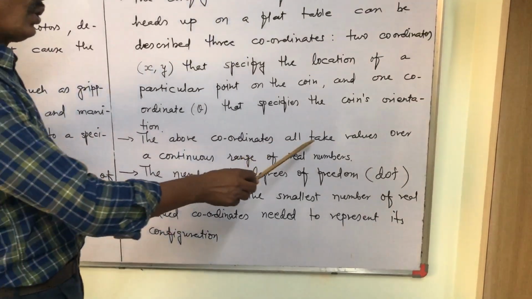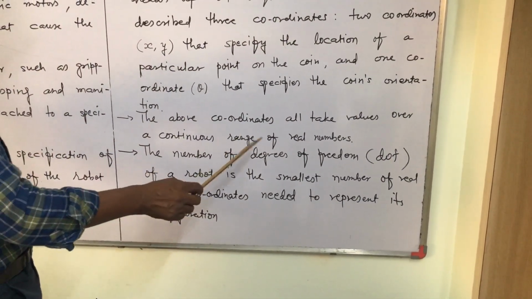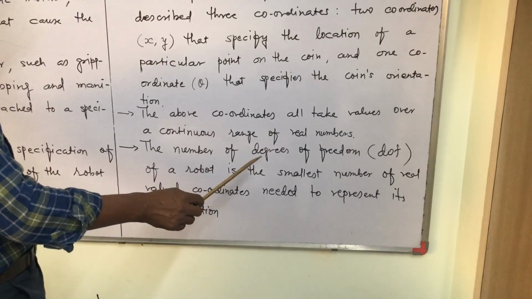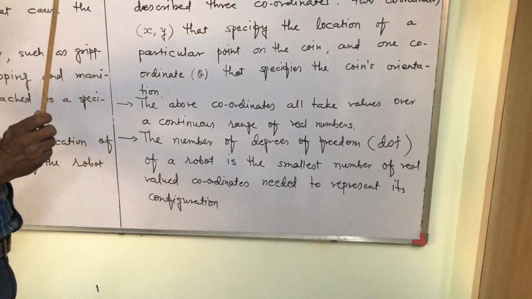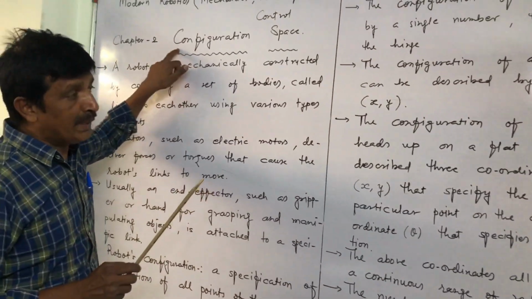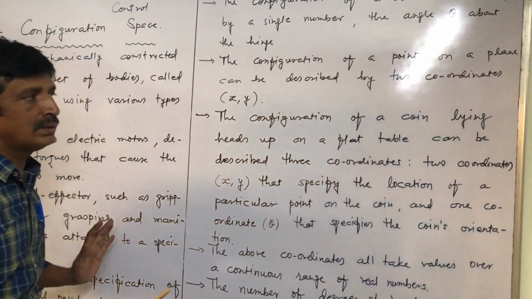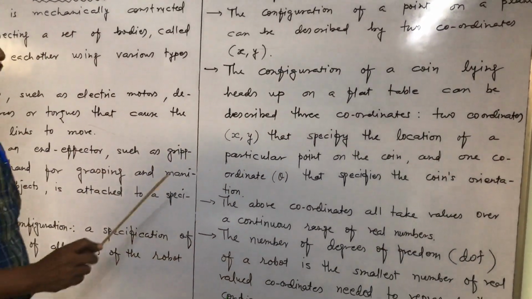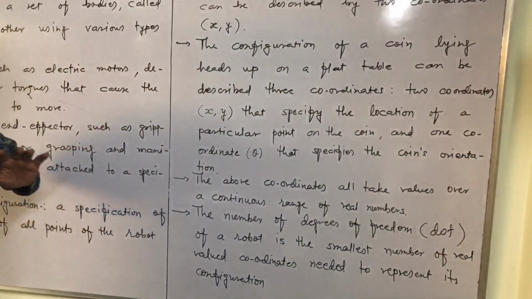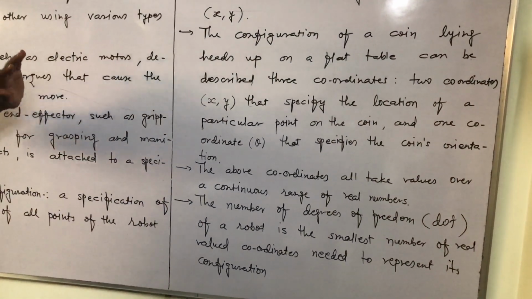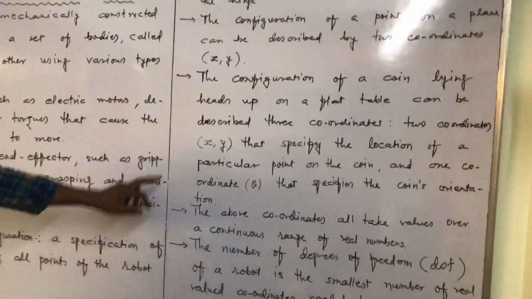The above coordinates all take values over a continuous range of real numbers. The number of degrees of freedom of a robot is the smallest number of real-valued coordinates needed to represent its configuration. And what is configuration space? For the given example, for a coin on a table, we require 3 parameters, x, y and theta. The set of all possible values of x, y and theta gives the configuration space of the robot, of the rigid body.